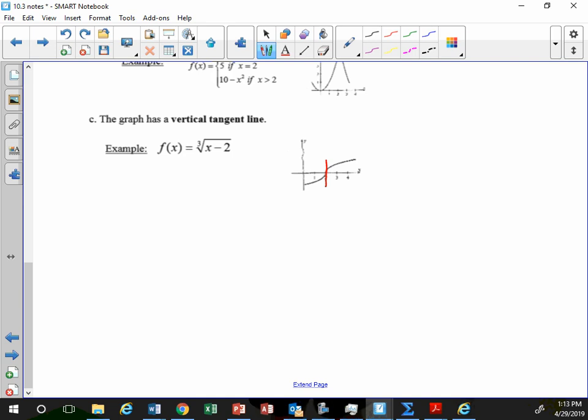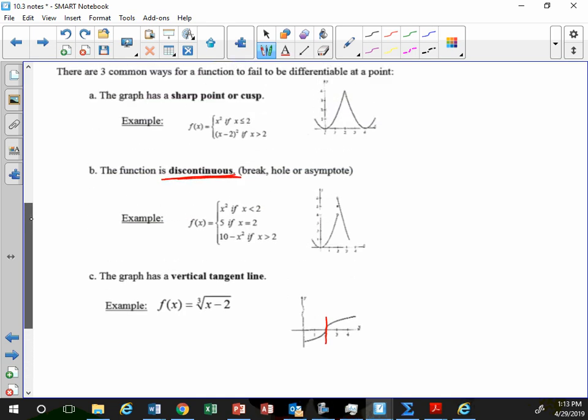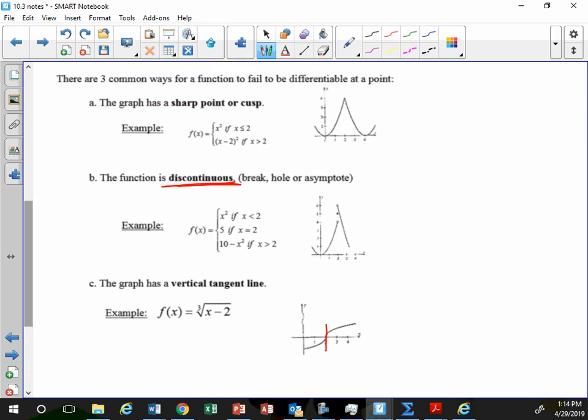What is the slope of a vertical line? Undefined. Okay, horizontal line is 0, vertical line is undefined. That's the problem. Okay, we can't find the derivative when the slope would be undefined. Make sense? Yes. Okay. Those 3 pieces of info are very important. Okay, I will ask you questions based on those 3 things.